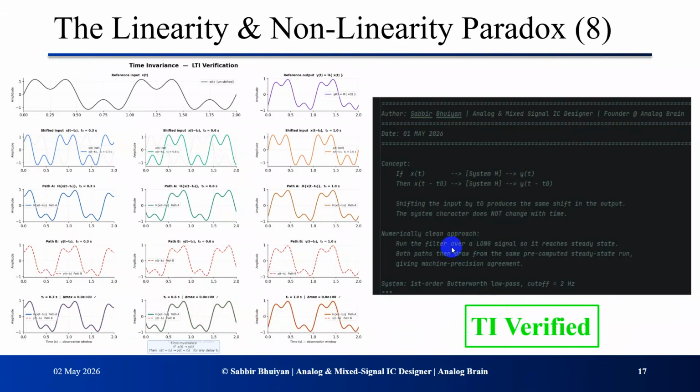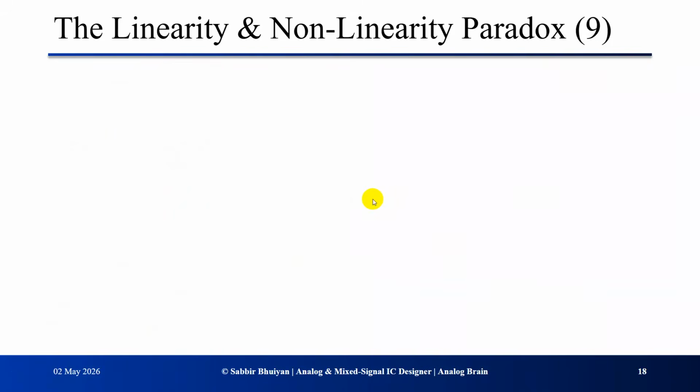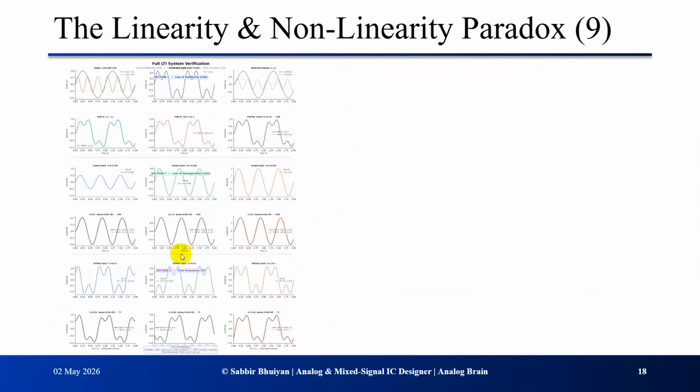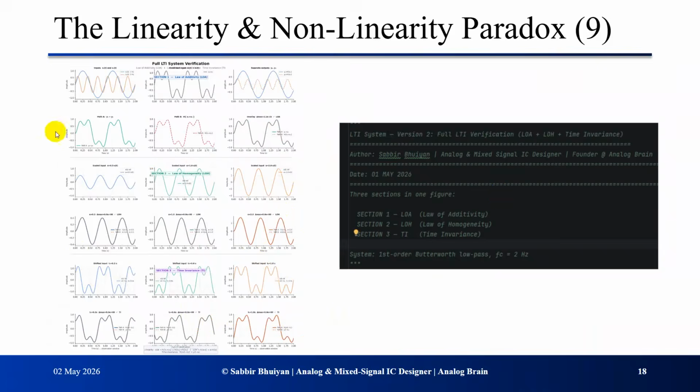Now here is the full LTI verification: law of additivity, law of homogeneity, and time invariance all in one figure. Three proofs, and every check passes at machine precision. So we have a fully verified LTI system. Now what happens when we plug VDD into it?